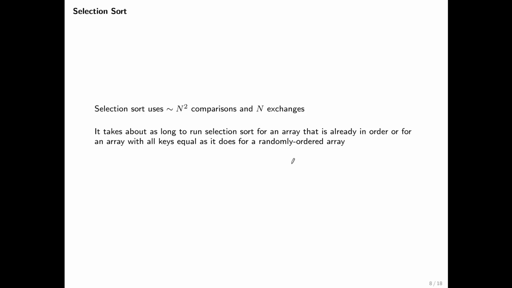So no matter what the input is, if it is randomly ordered or if it is completely ordered to begin with, or if all the items are the same, selection sort will still take the same time. All right, which is quadratic in the number of comparisons and linear in the number of exchanges. So selection sort is not sensitive to the input. Even if the input is completely sorted, selection sort is still going to run in quadratic time.